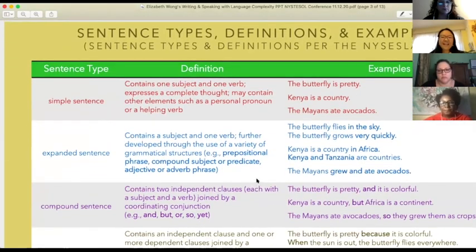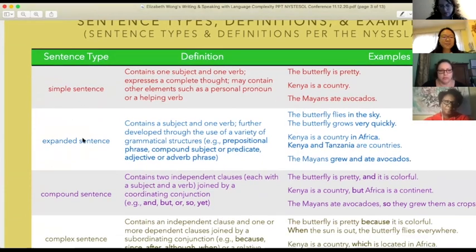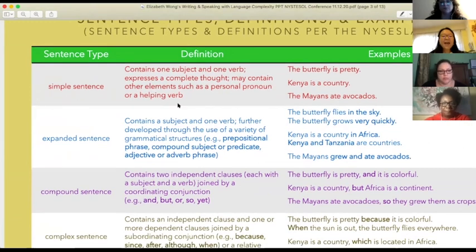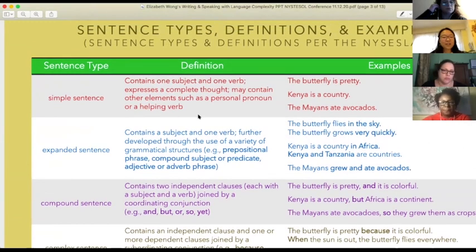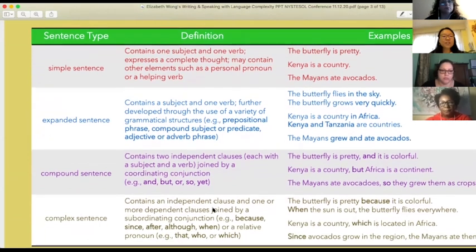On my next slide, I have here the sentence types as defined by the NYSESLAT. So I've taken the first 2 columns from the NYSESLAT. The NYSESLAT identifies 4 sentence types: simple, expanded, compound, and complex. And they've also given educators the definitions. So, these are names and definitions that I will share with my students. But in addition to that, I also give them an example so that it really drives the point home. And what I try to do for each sentence type is give 3 different examples from 3 different grades.